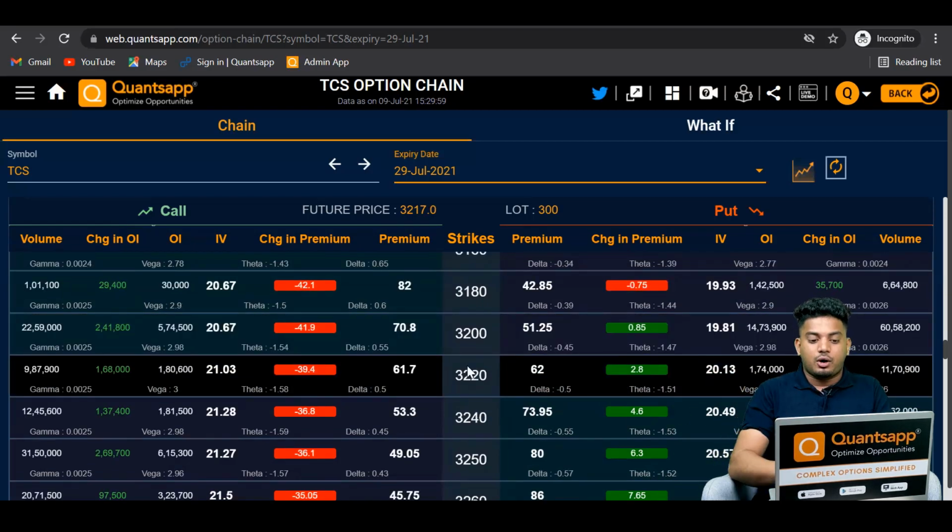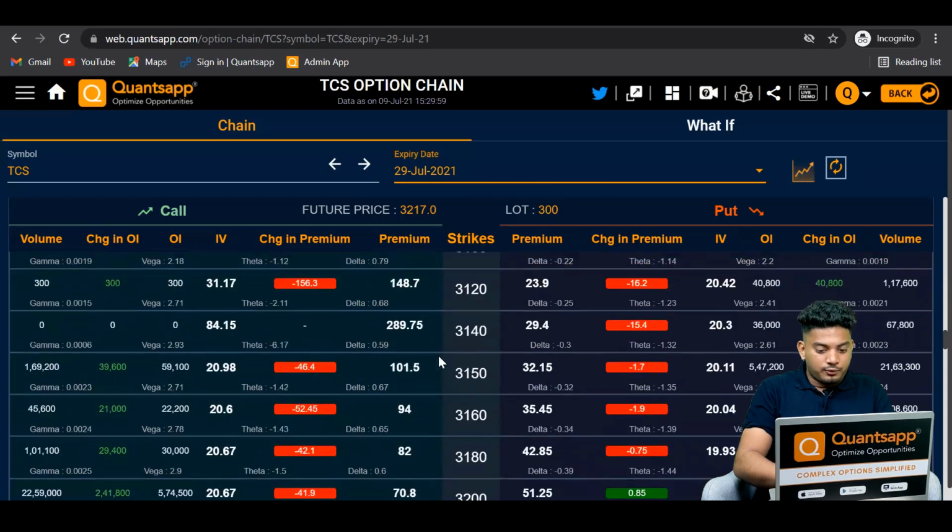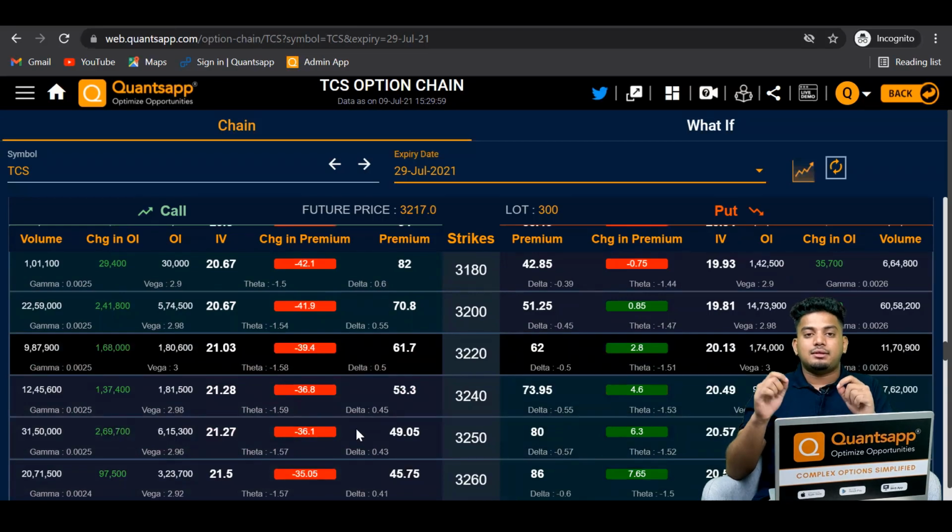Coming to the second example of what strike prices are. Let's say you buy the call option of strike price 3200, whose premium is right now 70.8 rupees. You will get a right to buy 300 shares of TCS at the price of 3200. Similarly, if you buy the strike price of 3150, the premium is quoting at 101 rupees, and you are getting a right to buy TCS at 3150 rupees. That is what a strike price is, basically: the price at which your contract will be exercised.